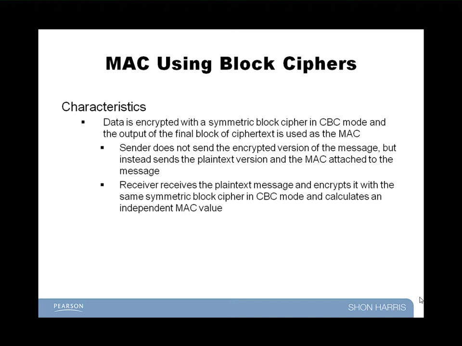So when you receive the CBC MAC value in my message, you're going to reverse the process. You're going to take my message and run it through the same symmetric algorithm. You have to have the same key. You're going to take that very last block that's created after you encrypt the message, and that is your MAC value that you'll compare to mine.